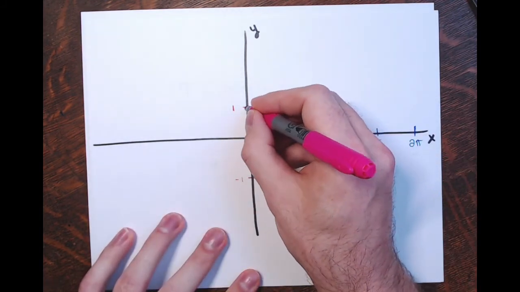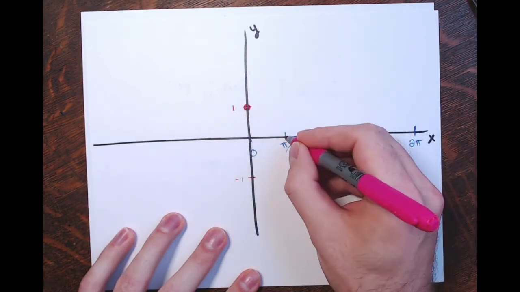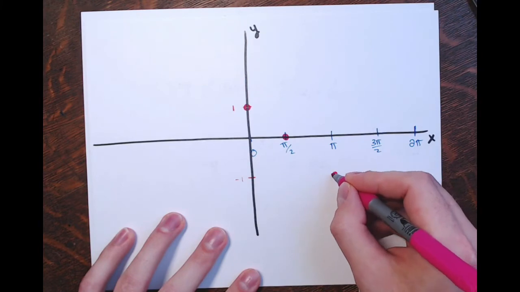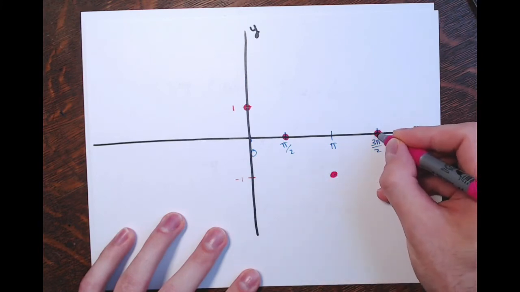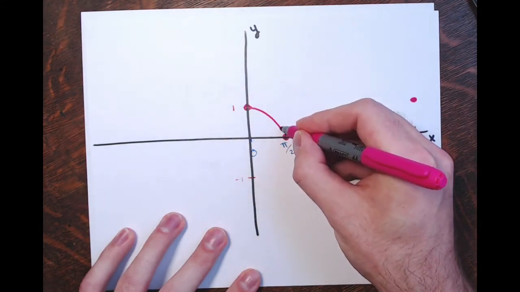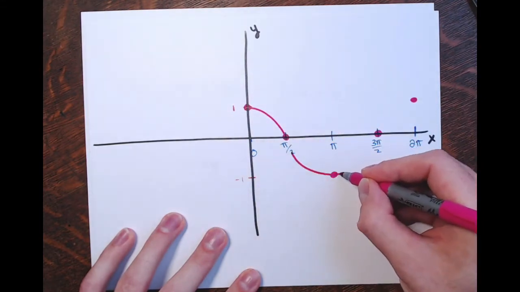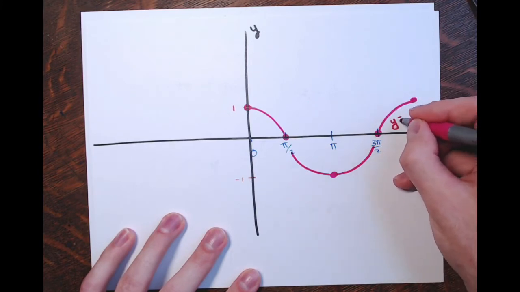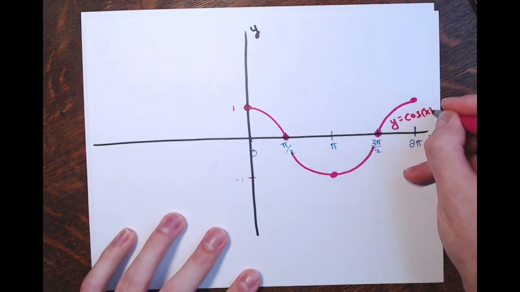Remember, cosine of 0 was 1. Cosine of pi over 2 was 0. Cosine of pi was -1. Cosine of 3 pi over 2 was 0. And cosine of 2 pi was back at 1 again. All right, so here was that wave with an amplitude of 1 and all that, right? There's y equals the cosine of x.